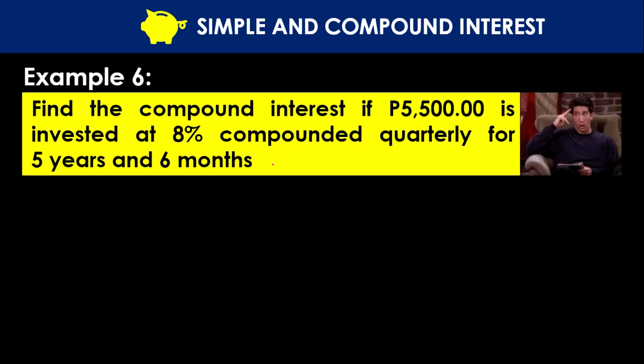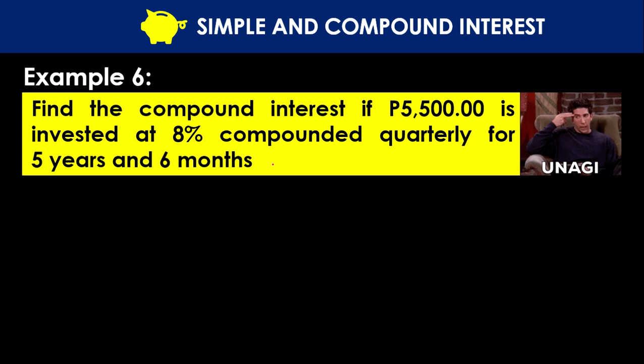Example number 6. Find the compound interest if 5,500 pesos is invested at 8% compounded quarterly for 5 years and 6 months. In this case, we're going to identify the compound interest. For us to solve for the compound interest, all we need to do is to subtract the principal amount from the future or compounded amount.